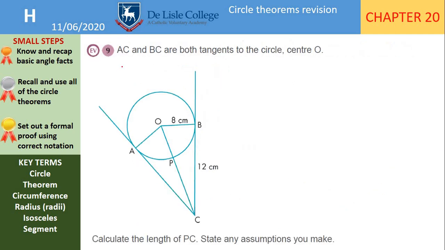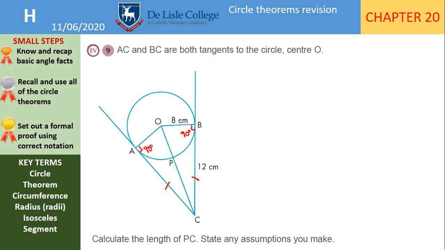Last question, question 9. AC and BC are both tangents to the circle. So we know then that these lengths must be equal. Calculate the length of PC, state any assumptions you make. Now PC goes from the circumference of the circle to the point where the tangents meet outside. We've got radius meeting a tangent, so we know that these are 90 degrees.